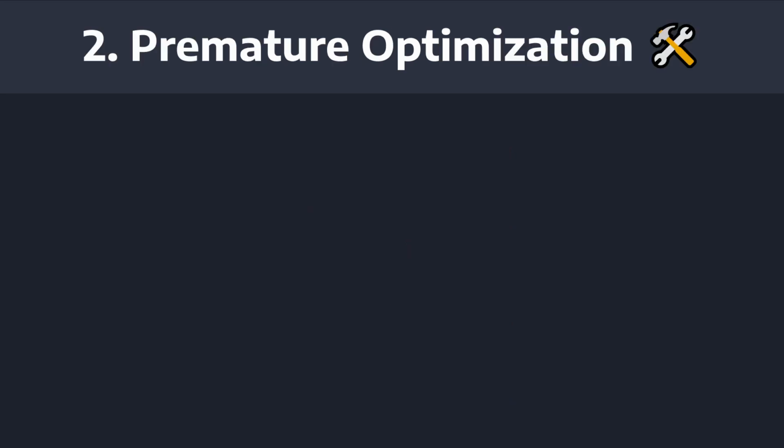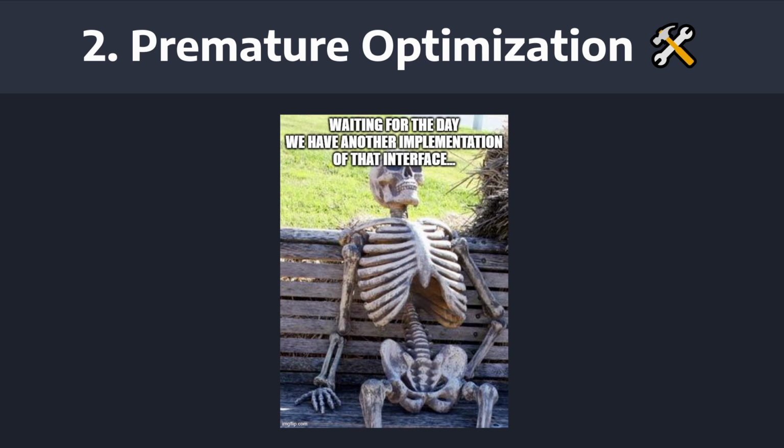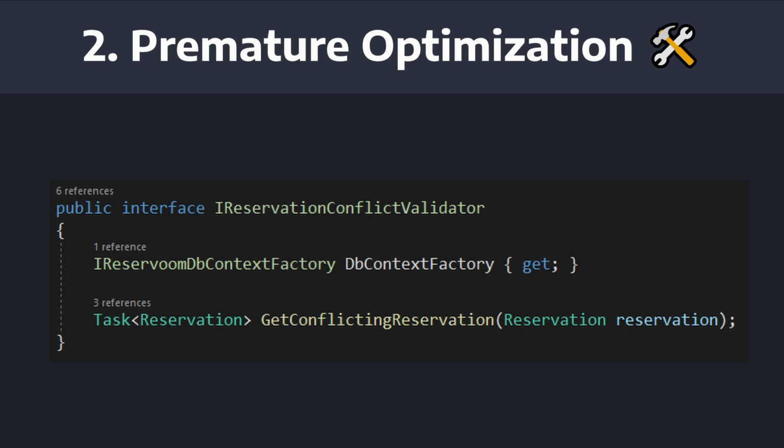The other issue was from the perspective of premature optimization. We used to think that we would need another implementation of the interface someday, but in most cases we didn't. And sometimes, even when we did need another implementation of the interface, we would find that the interface didn't fit the abstraction that we really needed. Because we created this abstraction, we extracted this interface, before we fully understood the requirements.